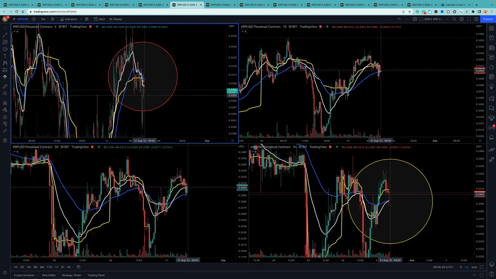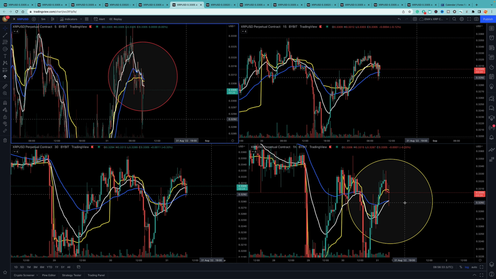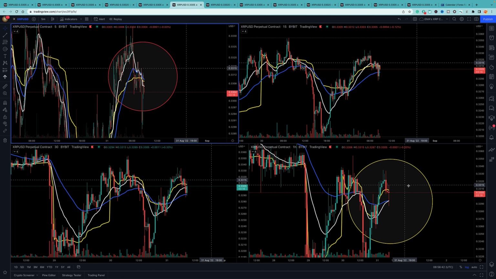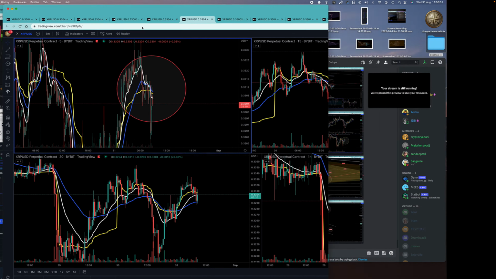A reversal on the 5, and then the 15 is holding, and then bottom left or bottom right, the hour is holding. So if you see a turn of an hour and the 20 crosses over the 55 here, it's probably going to get a nice pump on it. So just be ready.